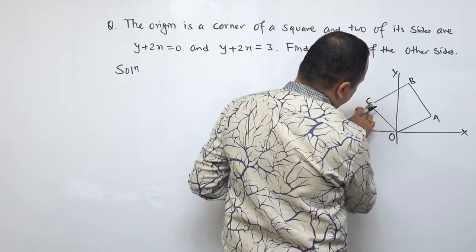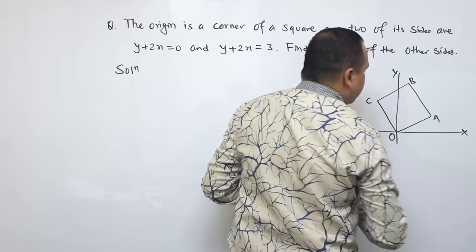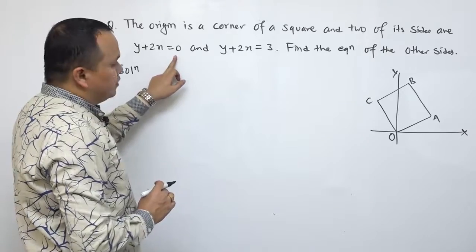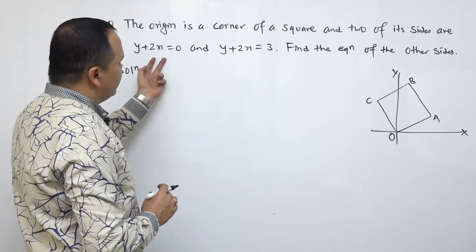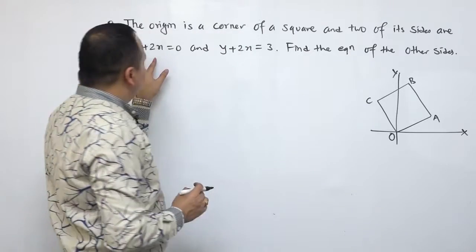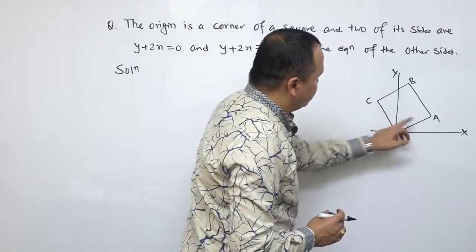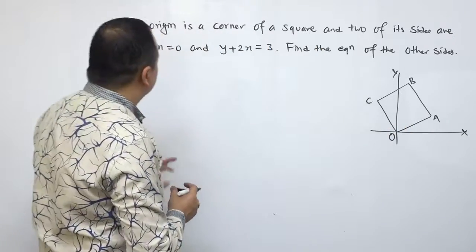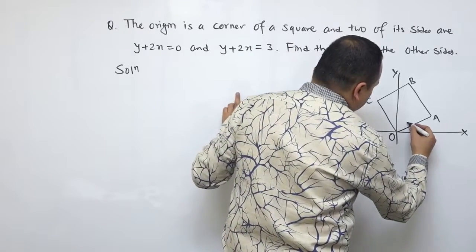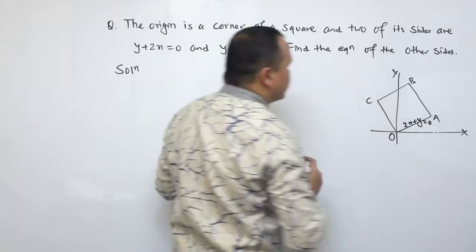OABC is a square. Clearly y plus 2x is equal to 0 satisfies 0, 0. So y plus 2x equals 0 satisfies (0, 0). That means one of OA and OC must have this equation. I am taking it for OA: 2x plus y is equal to 0.